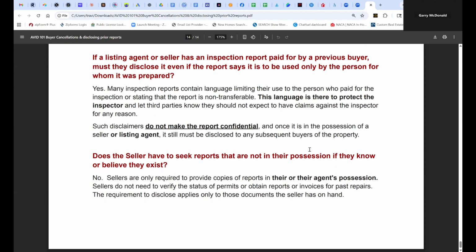Lastly, does the seller have to seek reports that are not in their possession if they know or believe they exist? Answer is no. Sellers are not required to provide copies of reports in their or their agent's possession. Sellers do not need to verify the status of permits or obtain reports or invoices for past repairs. Their requirement to disclose applies only to documents the seller has on hand.